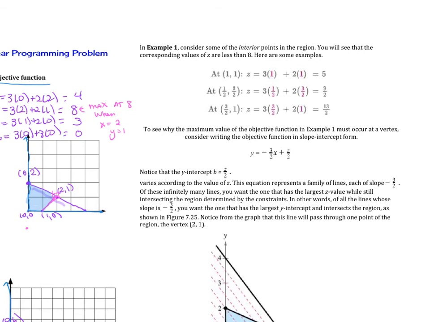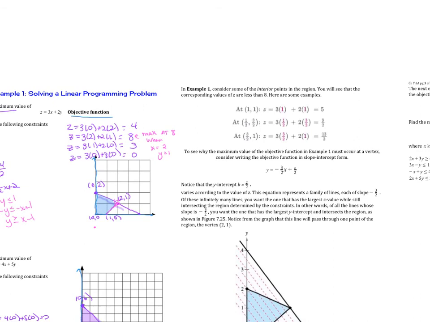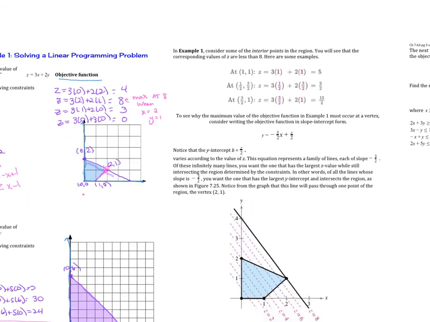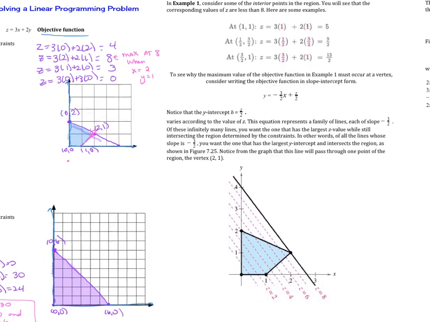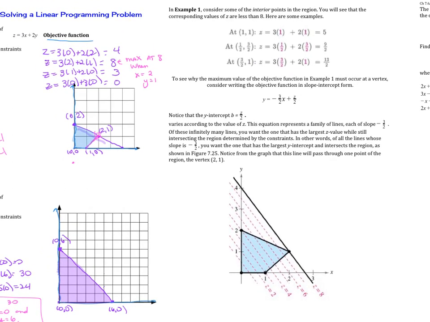So if we write the objective function in slope-intercept form, notice that the y-intercept is z over 2, and it varies according to the value of z. So this equation represents a family of lines, each of slope negative 3 halves, right? The slope here is negative 3 halves.